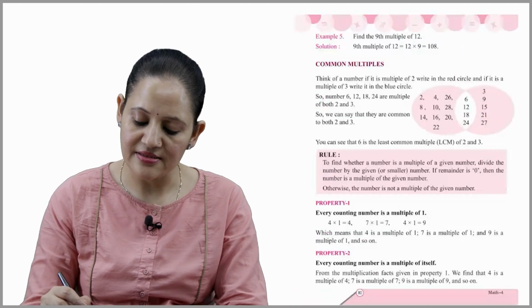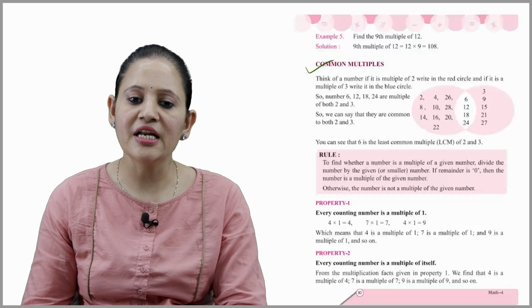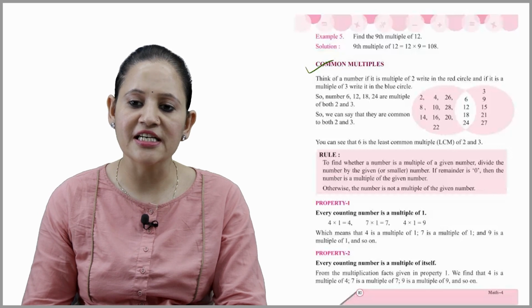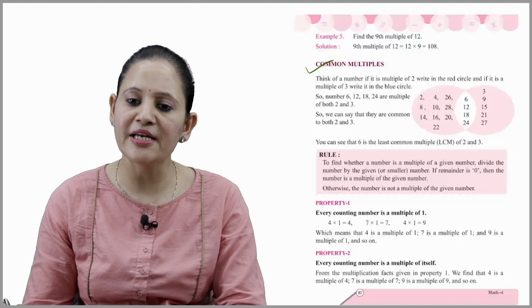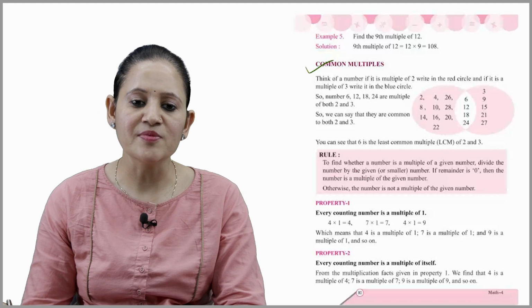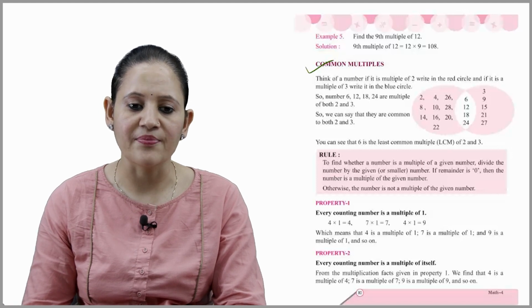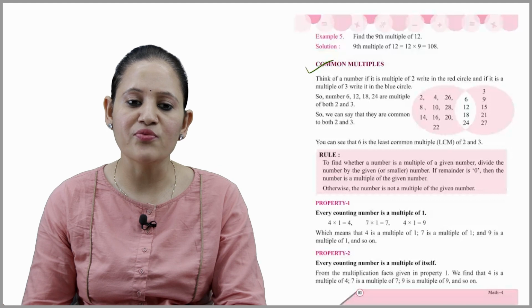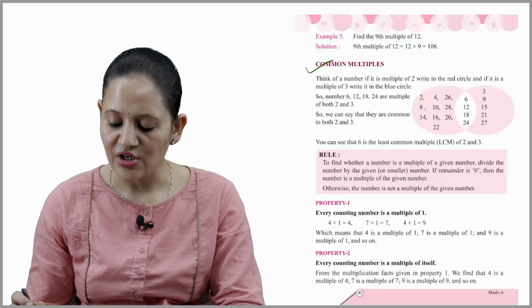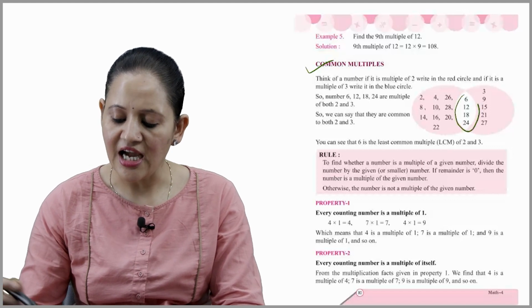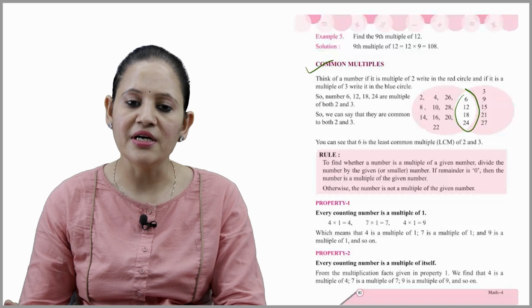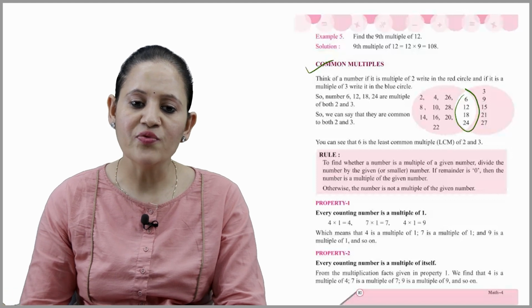Next is common multiples. Think of a number, if it is a multiple of 2, write it in a red circle, and if it is a multiple of 3, write it in a blue circle. अगर 2 का multiple है, you will write it in red circle. If it is a multiple of 3, then you will write it in blue circle. So the numbers 6, 12, 18, 24 are multiples of both 2 and 3. So जब आप लिखेंगे multiples, you will find out that 6, 12, 18 and 24 are the numbers which are common in the multiples of 2 and 3. दोनों के multiple हैं. So we can say that they are common to both 2 and 3.